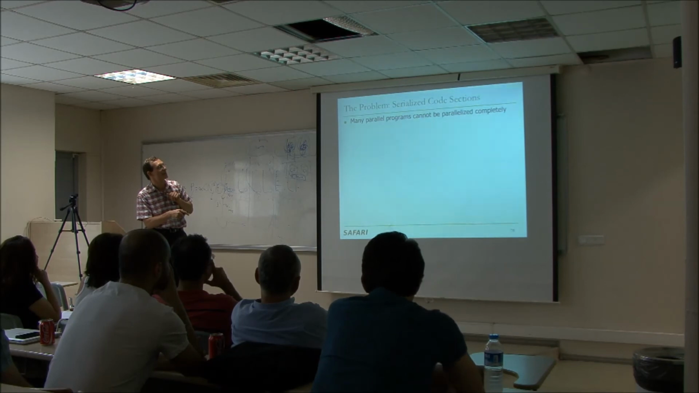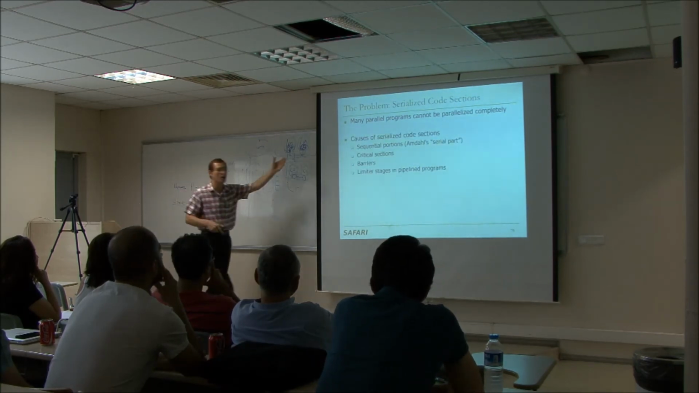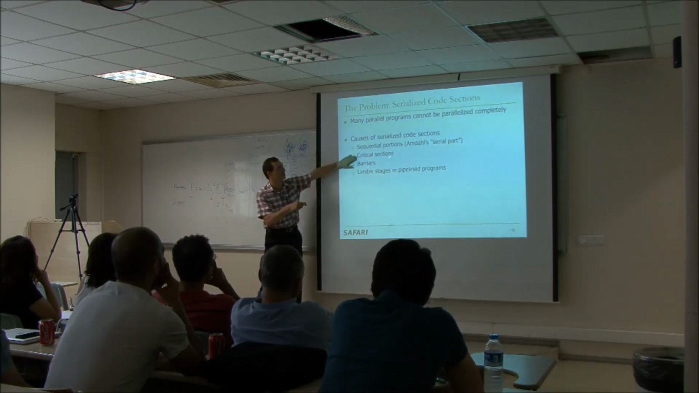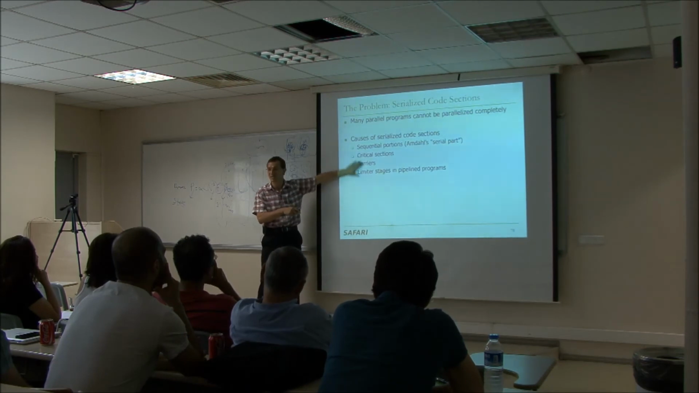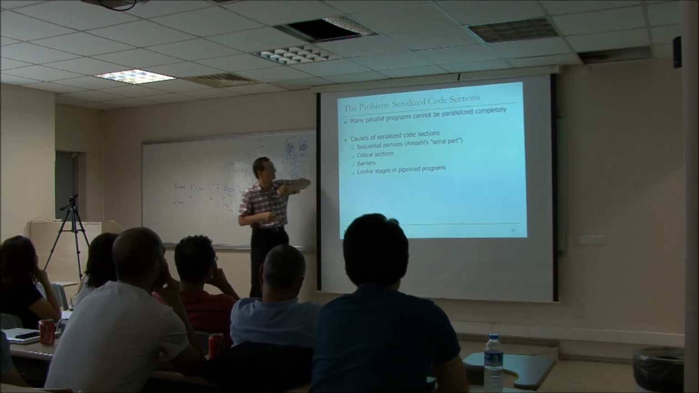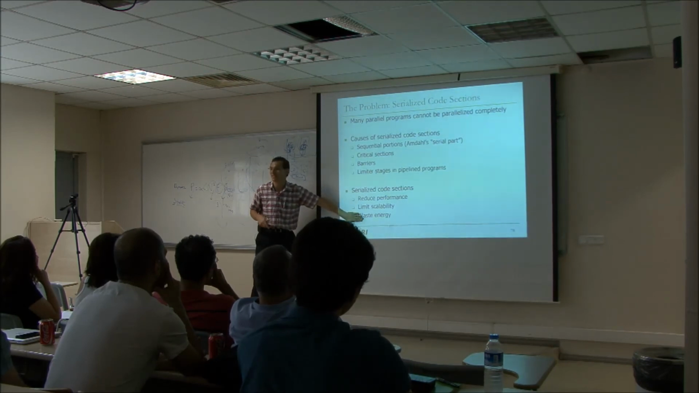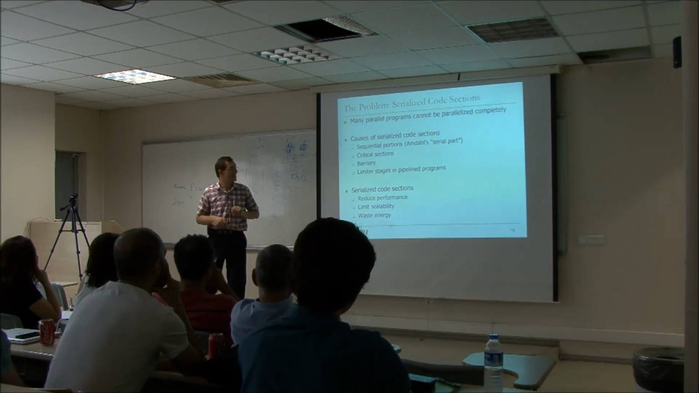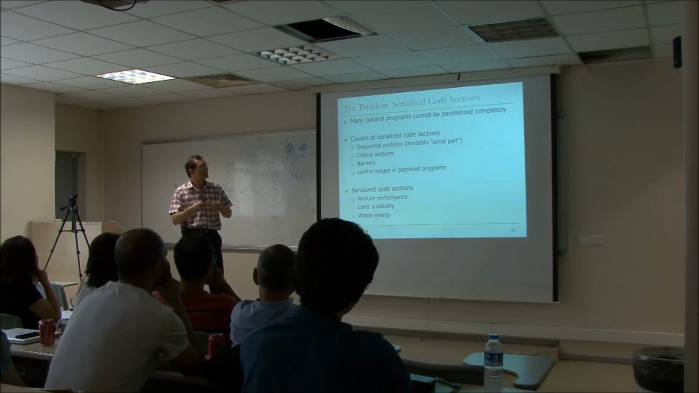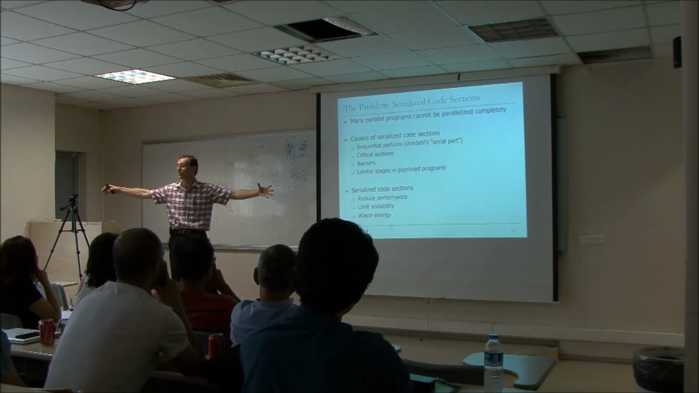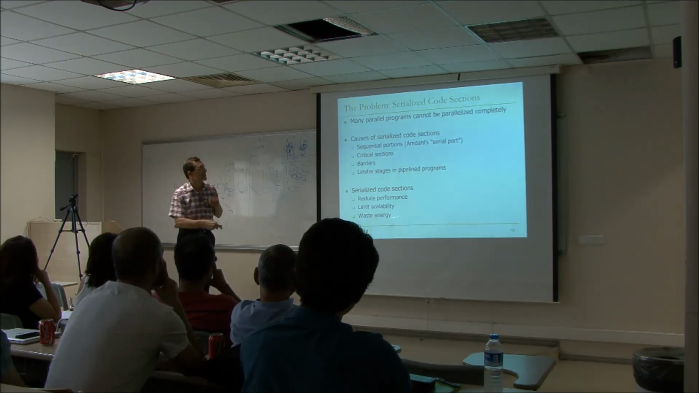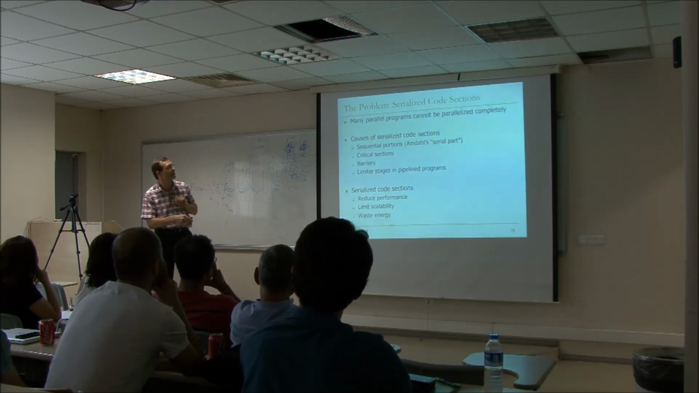Many parallel programs cannot be parallelized completely, and there are many causes of this: sequential portions, critical sections, barriers, and limiter stages. I will describe these in a little bit more detail later on. These code sections reduce performance, limit scalability, and waste energy. And they can actually revert a lot of the benefits of this large-scale parallelism that we have on chip. So we'd like to somehow handle these at some level.